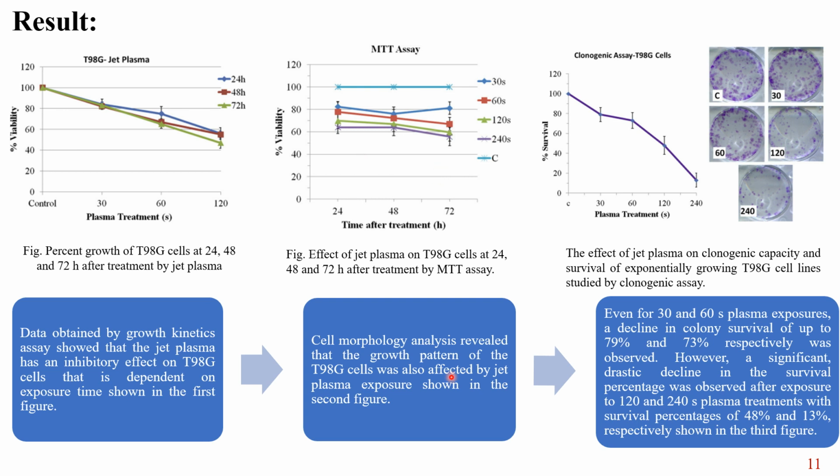Even the 30 and 60-second plasma exposures cause a decline, with colony survival down to 79% and 73%. However, a significant, drastic decline was observed after exposure to 120 and 240 seconds, with survival percentages of 48 and 13% respectively. So this shows that these treatments are inhibiting the colony.